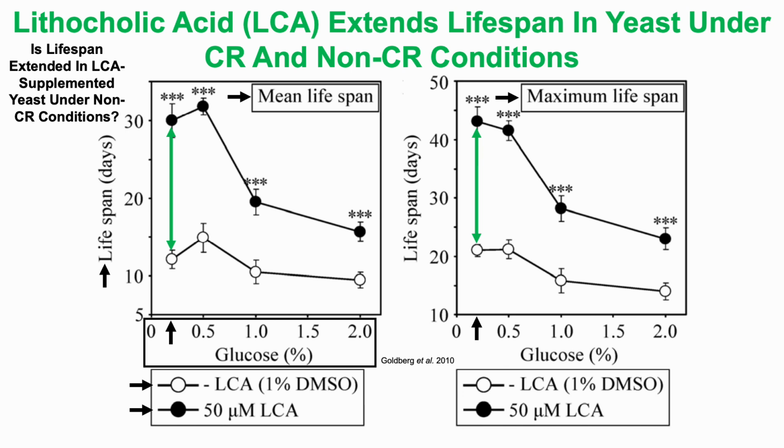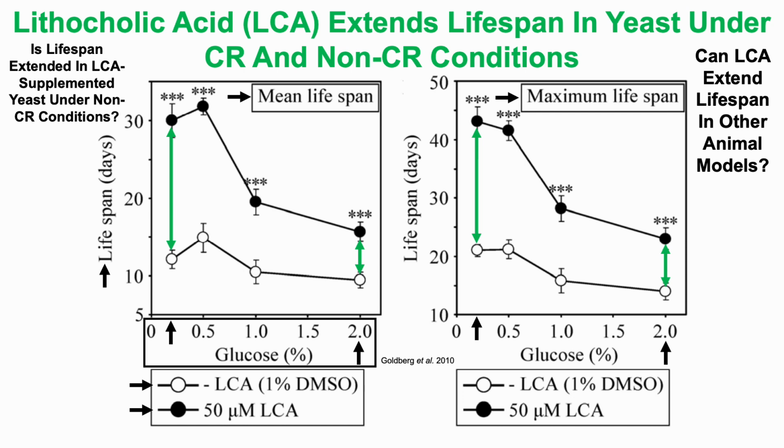So we go from the 0.2% glucose media to 2%, so 10 times higher glucose level. What's the effect on lifespan in lithocholic acid versus non-lithocholic acid supplemented yeast? And we can see that even under non-calorie restricted conditions, 2% glucose, lithocholic acid supplemented yeast still had significant increases for both average and maximum lifespan. So that's why we can see LCA, lithocholic acid, extends lifespan in yeast under both calorie restricted and non-calorie restricted conditions.